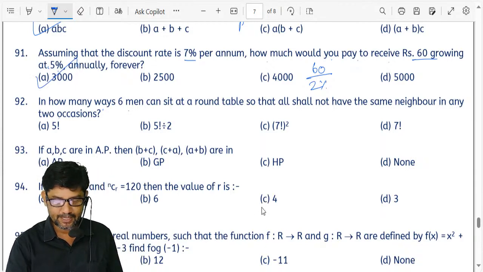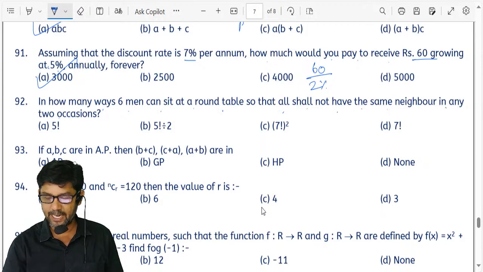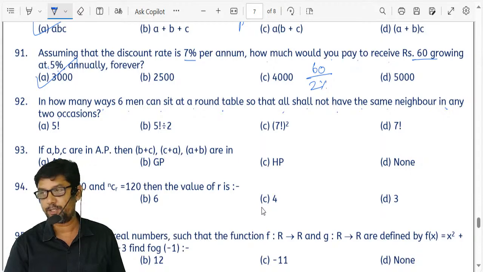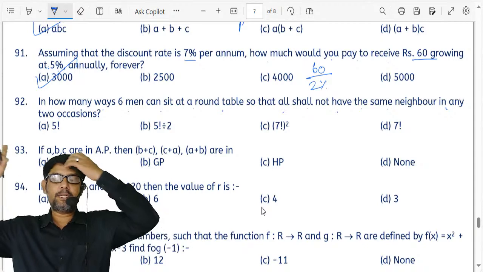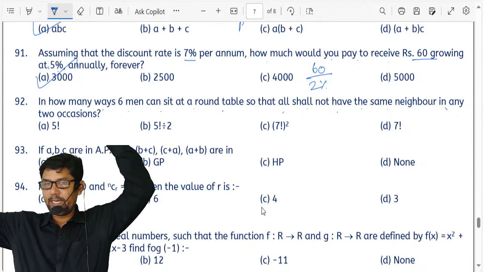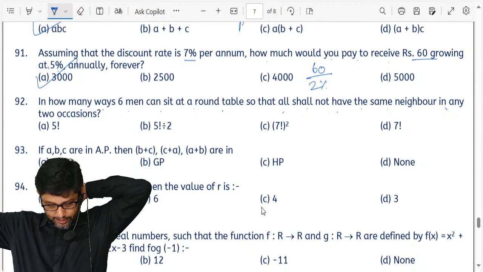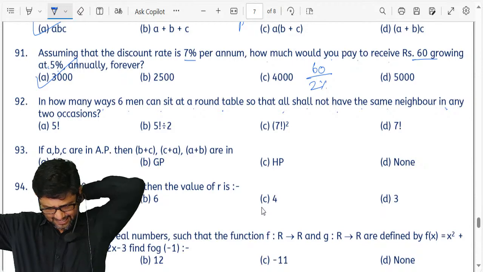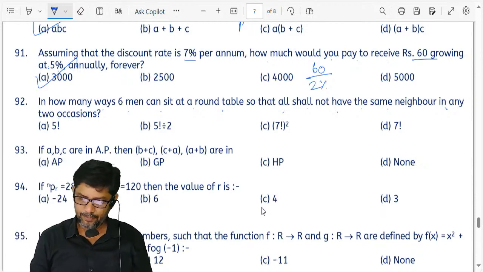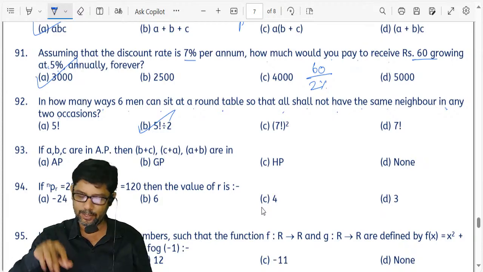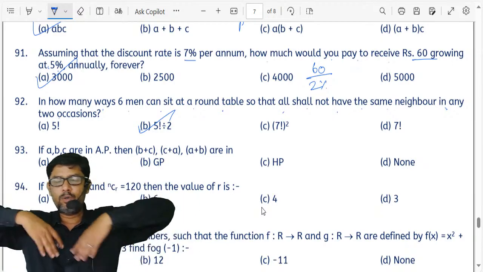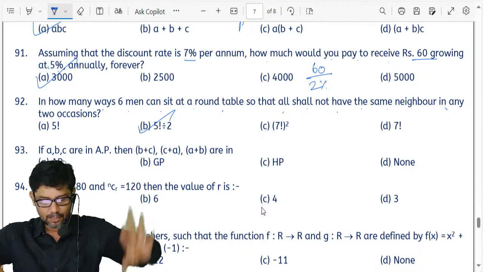In how many ways can 6 men sit at a round table so that all shall not have the same neighbor on any 2 occasions? I told you. See, same 2 neighbors. That means what? 2 are not together. Let us take 2 are not together. Same 2 neighbors, we can go for semicircular arrangement. That is the best arrangement. So 2 are not together, that is no neighbors, means semicircular arrangement is the right answer.